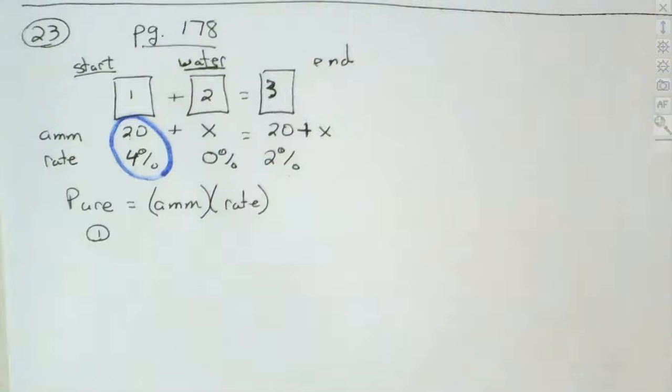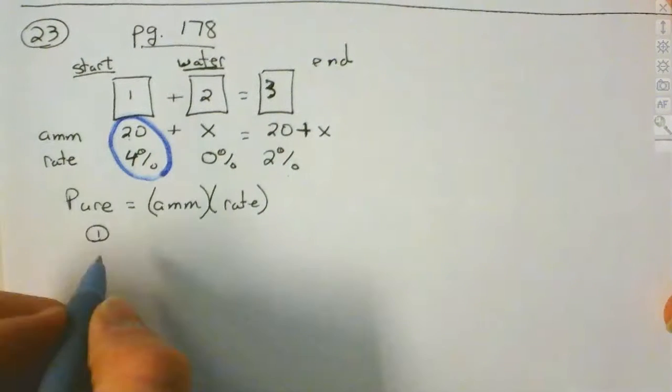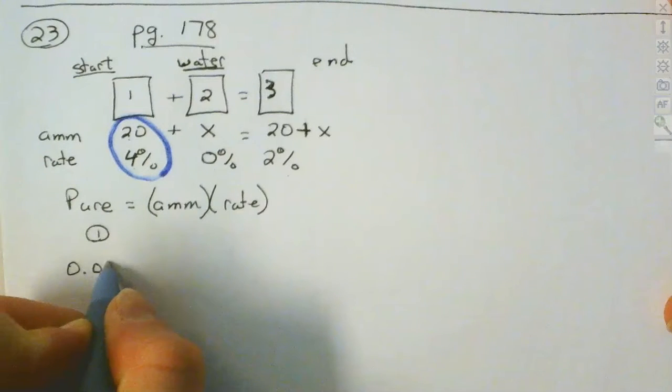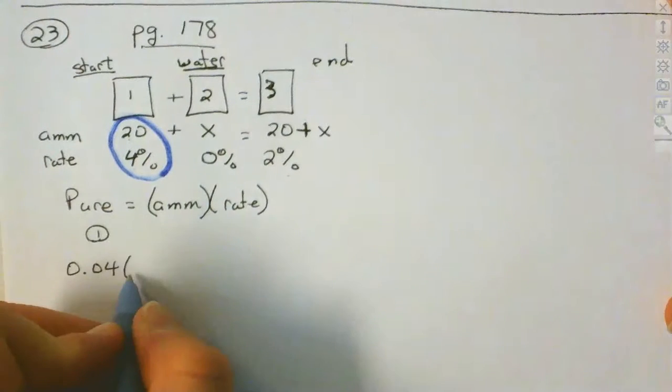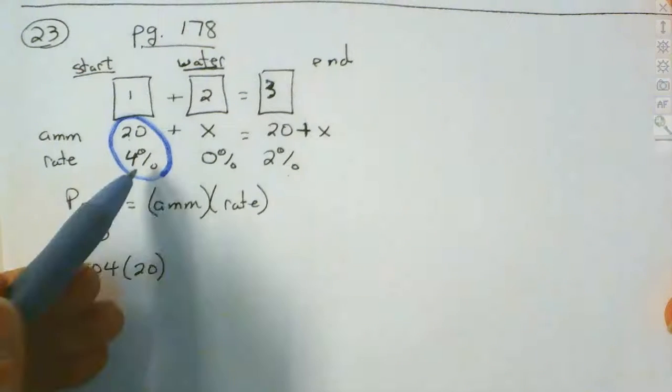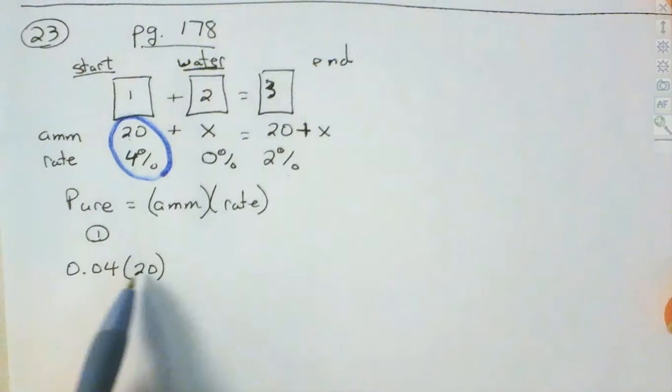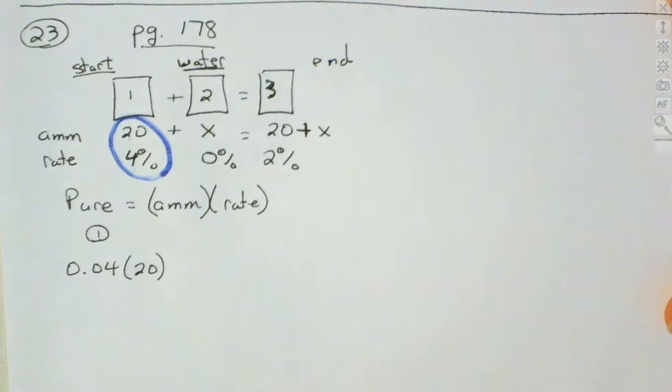Now, with these percentages, we need to turn them into a decimal. So we're going to look at our first one. These are going to get multiplied together. So 4%, well, that's 0.04. And how much is in there? 20. So those get multiplied together. Order doesn't matter because it's commutative.